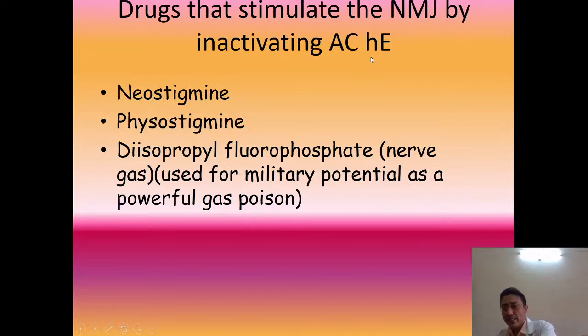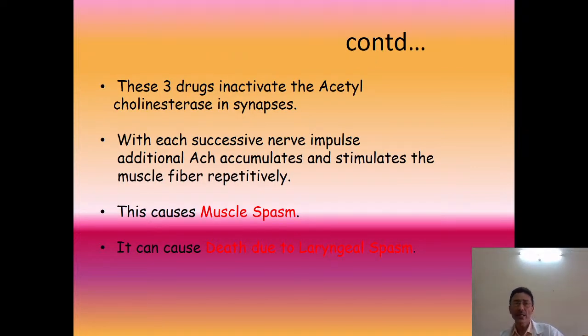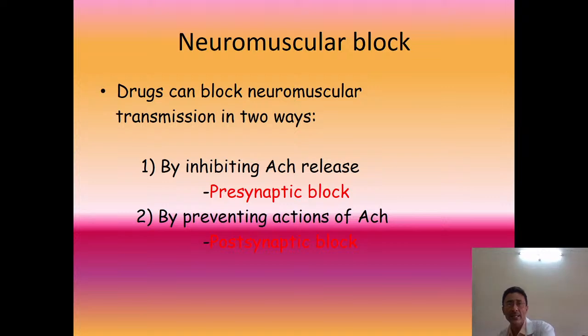Now there are certain drugs which are known as curariform drugs. These curariform drugs are drugs which will block the action of the acetylcholine receptors. So either they can block the neuromuscular junction by inhibiting the acetylcholine release, which is known as a presynaptic block, or by preventing the action, which is known as a postsynaptic block.